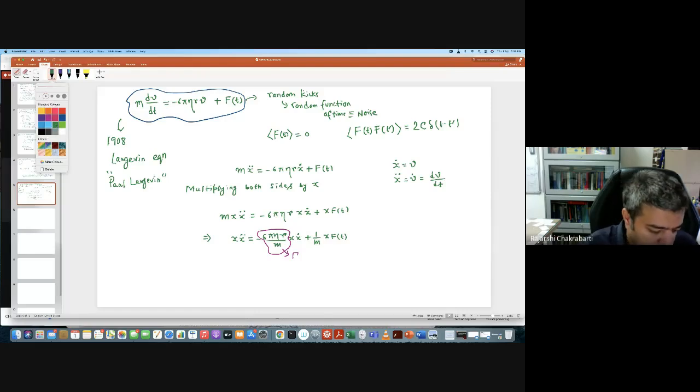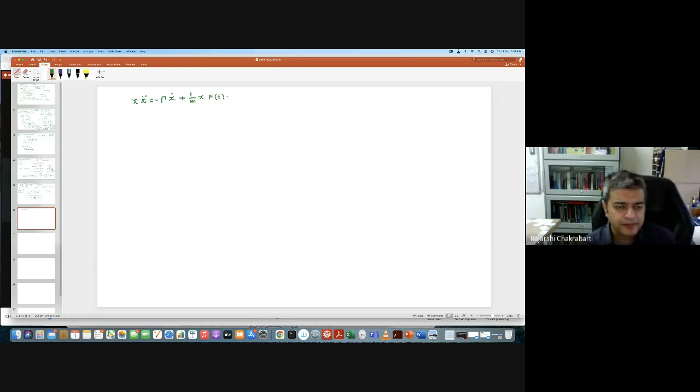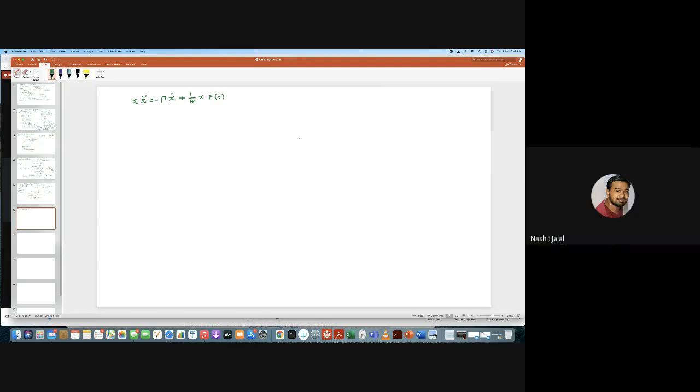If I call it gamma, then how does my equation look? Going to the next slide, my equation looks like x x double dot is equal to minus gamma x x dot plus 1 by m x F(t). Is this fine?